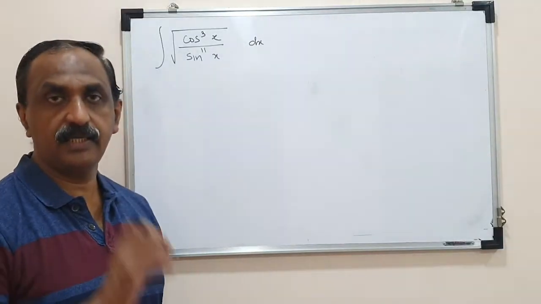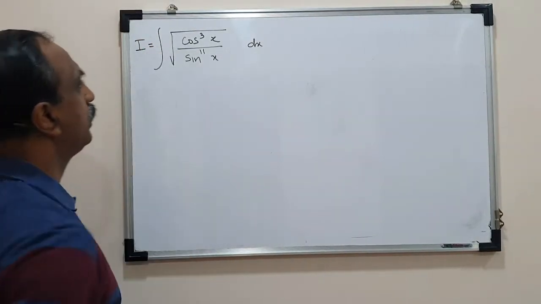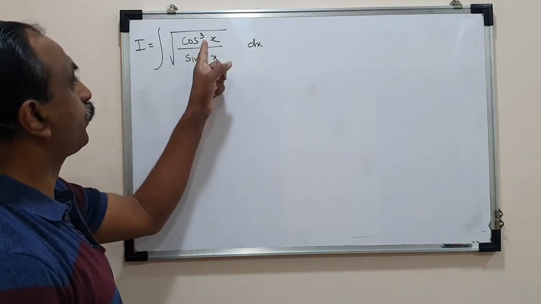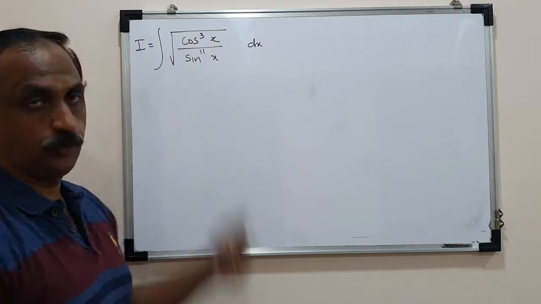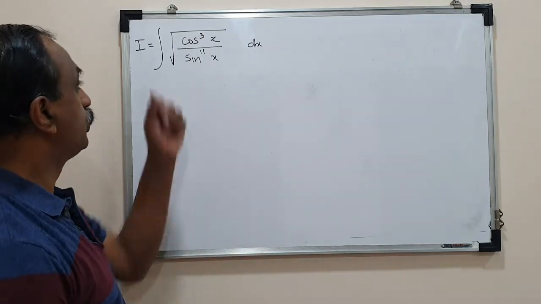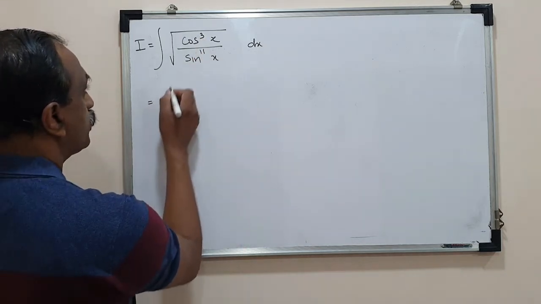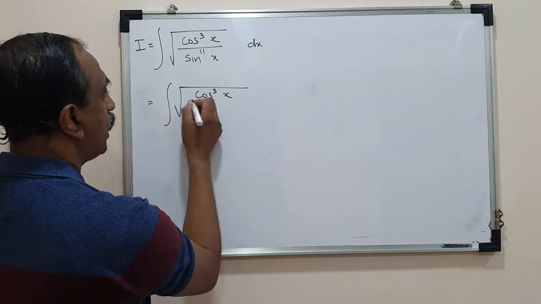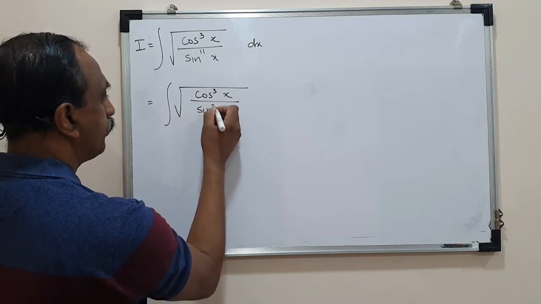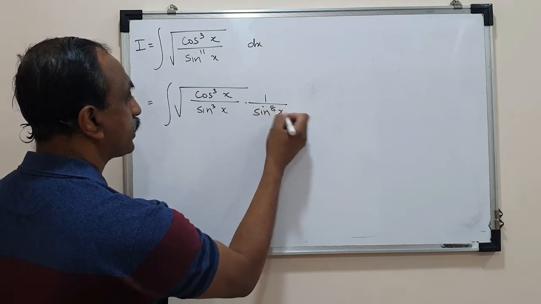Here is a slightly complicated function. We can see here the integral of root of cos cube x upon sin raised to 11x, all under the root. So we can't see the derivative. So what we'll do is, the odd power is cos cube. So I will write it this way: cos cube x upon sin cube x, into 1 upon sin raised to 8x.